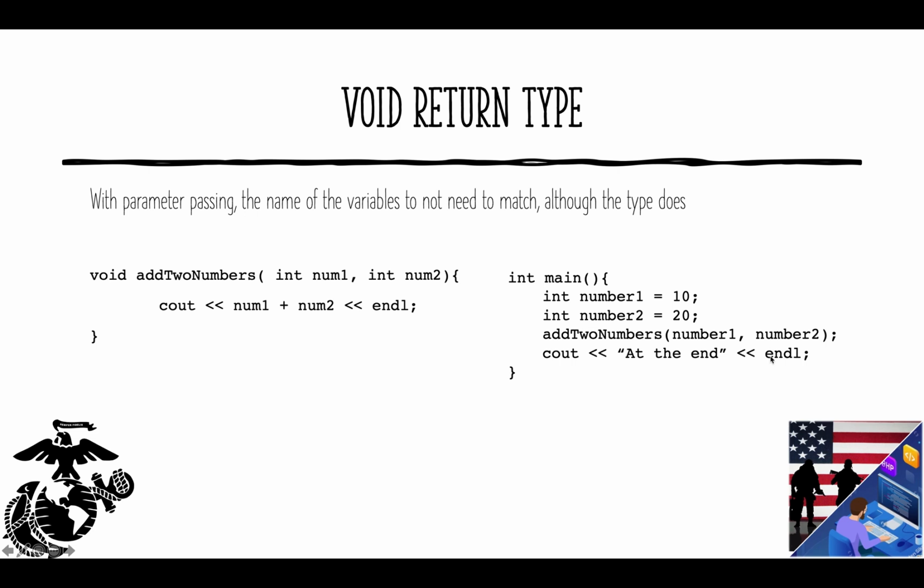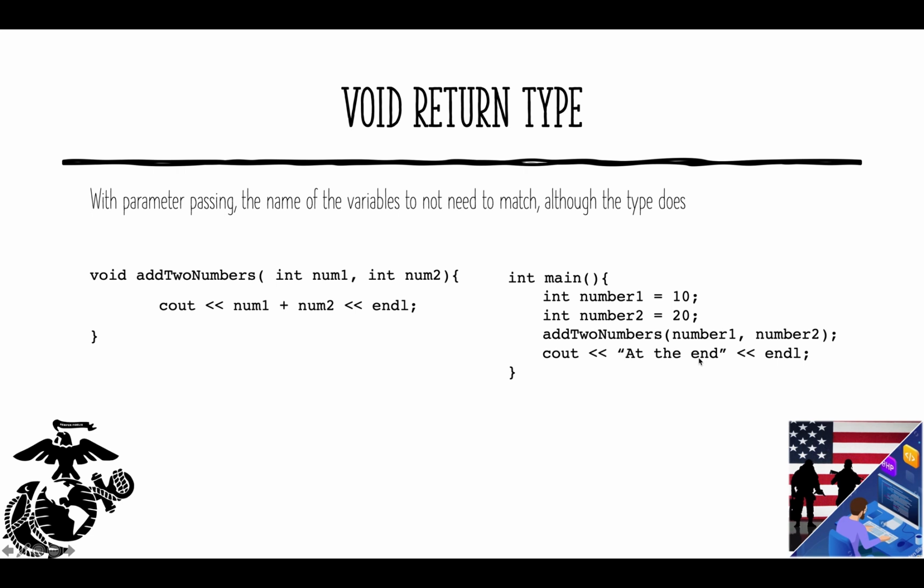So what this would print in order, it would first create two variables. It would then make this function call. Inside the function call, it's going to print these two numbers added up, whatever two values we choose to pass in, and then it is going to end with the cout at the end.